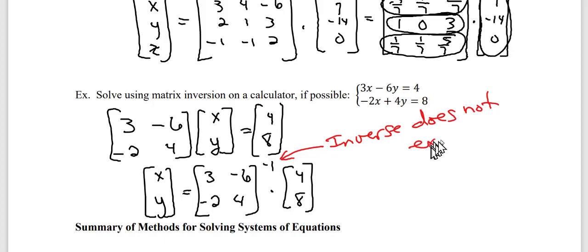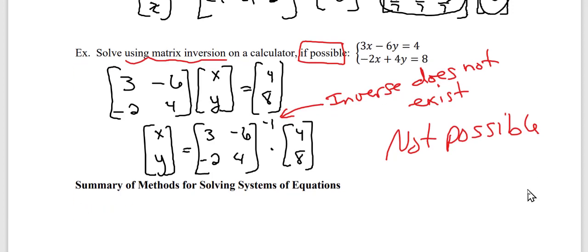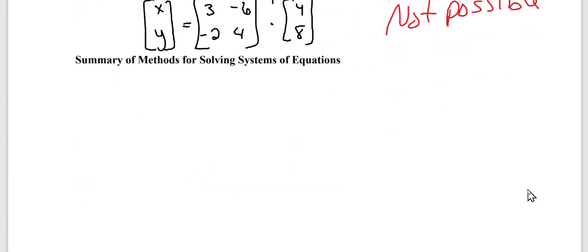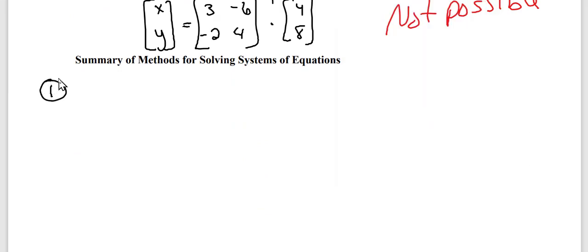Not every matrix has an inverse. Not every matrix has a matrix that you could multiply it by to get the identity. What that means is that we cannot use matrix inversion to find it. It's kind of why these words, if possible, are here. So it's not possible using that technique. You would have to use a different technique, which is why here at the bottom of the very last page of your notes, we are going to summarize our methods.